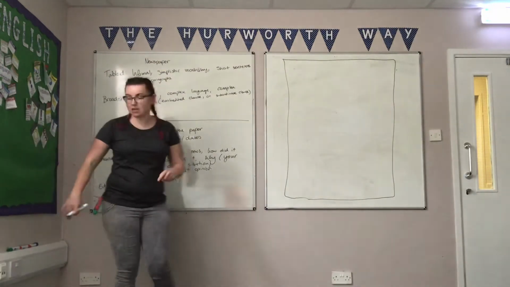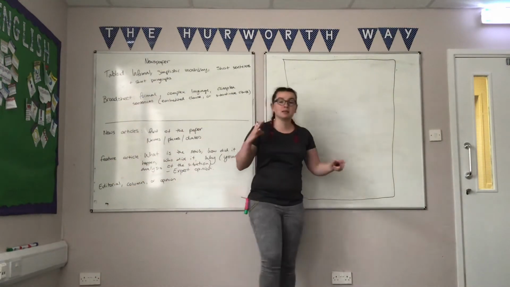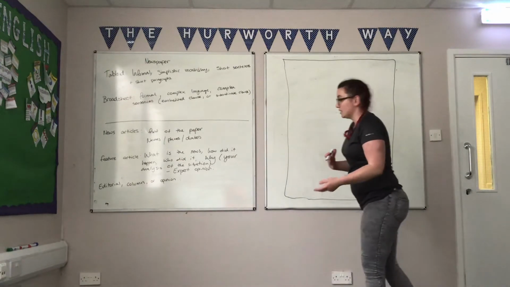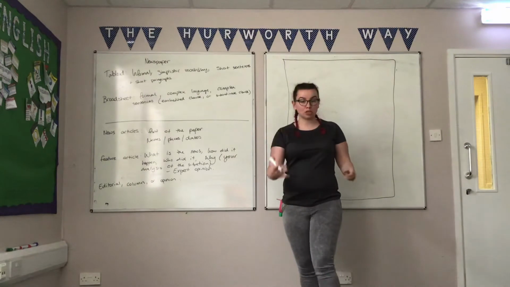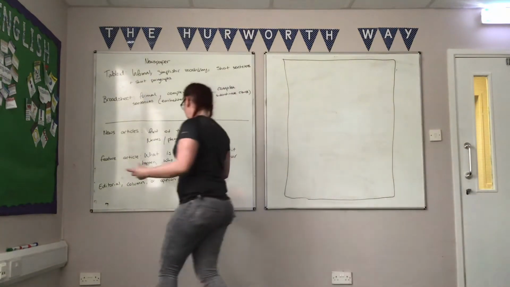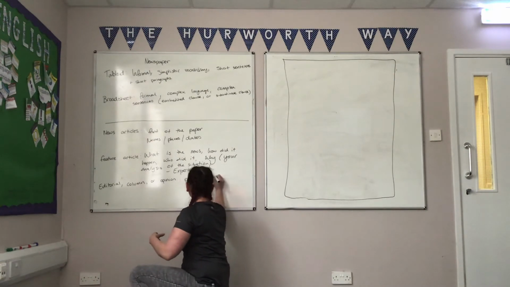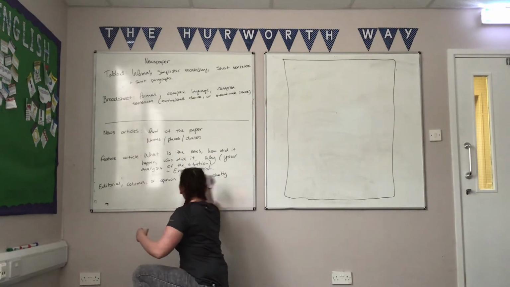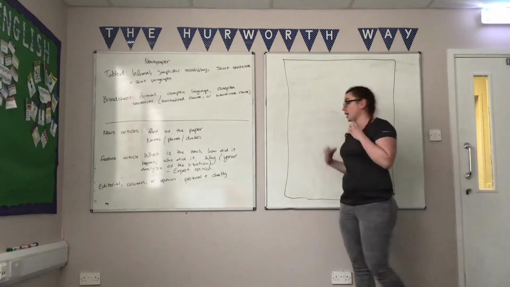Right, this last one, an editorial column or opinion. These column opinions and editorials tend to happen in tabloids because they tend to be quite personal and chatty, okay? So we're going to write personal and chatty. They can be used to inform. In that case, you need your expert opinion.